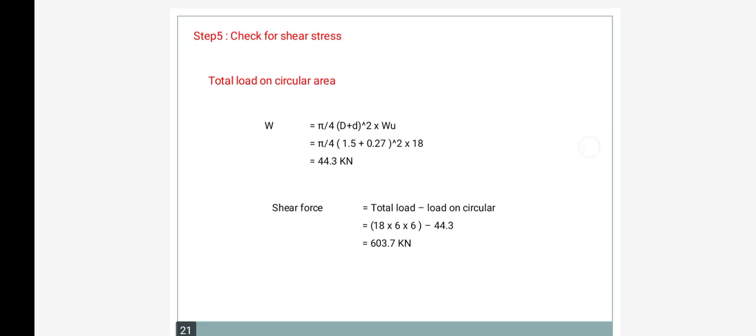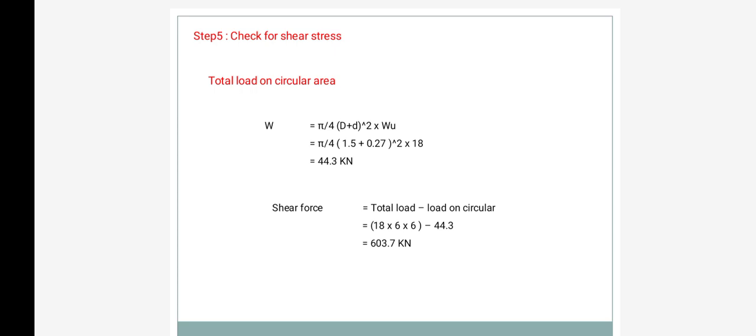And next, check for shear stress. First, find out the total load on circular area. So W is equal to pi by 4 into capital D plus small d, the whole square, into Wu. Capital D is the column strip plus small d is the effective depth, into Wu, that is the factored load. So substitute all the values and find out W. W answer is 44.3 kilonewton.